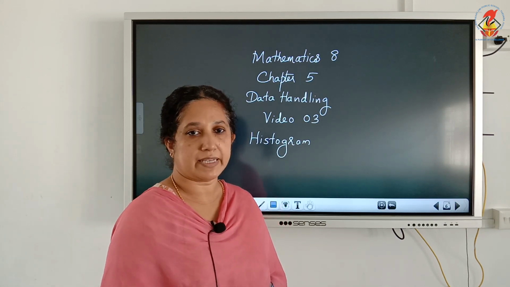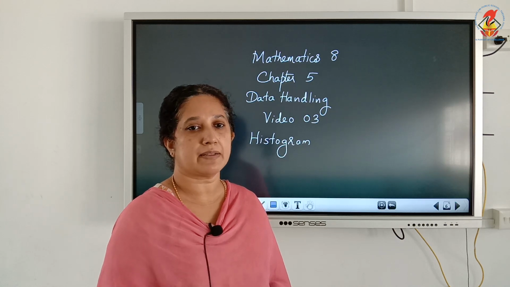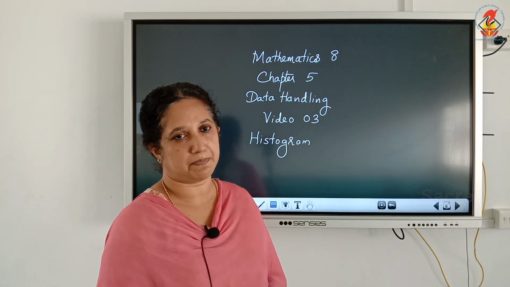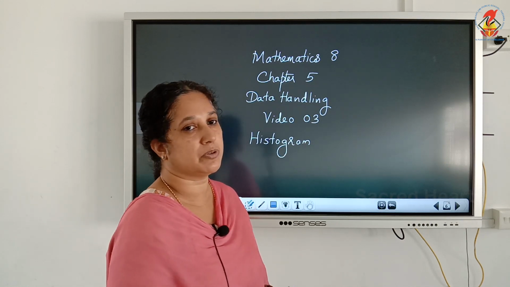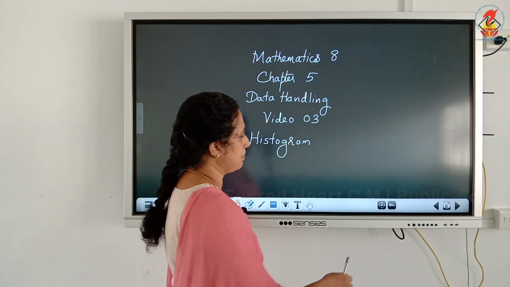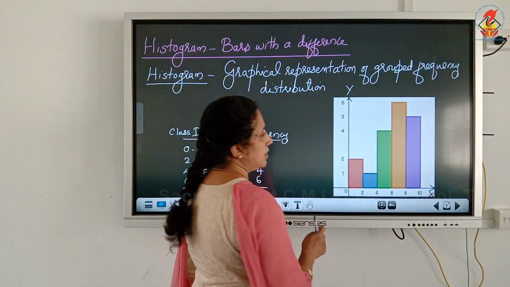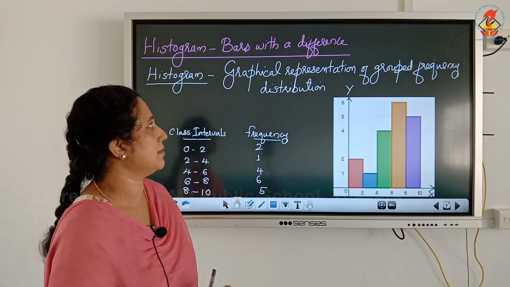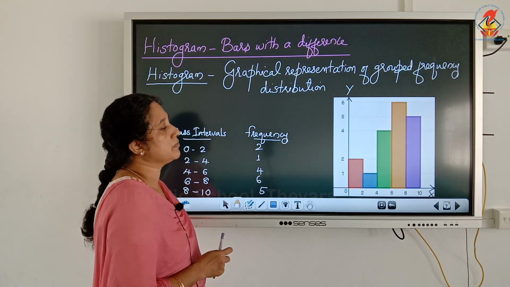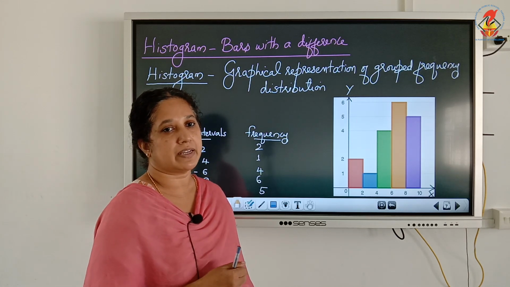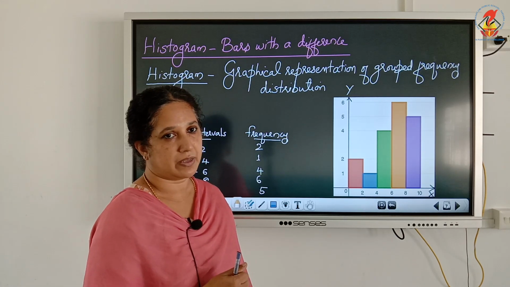Now suppose the data is grouped, then also we can represent the data graphically, and the name of the graph is a histogram. Today we are going to learn about the histogram and how we can draw a histogram. Histogram is the graphical representation of grouped frequency distribution.